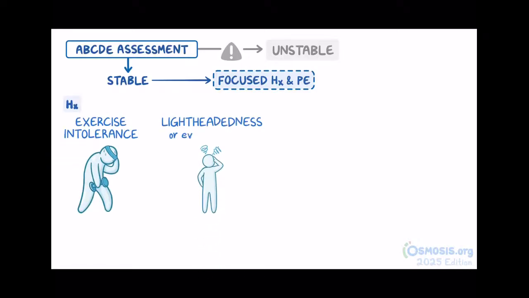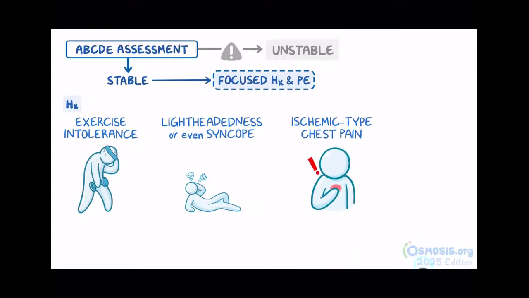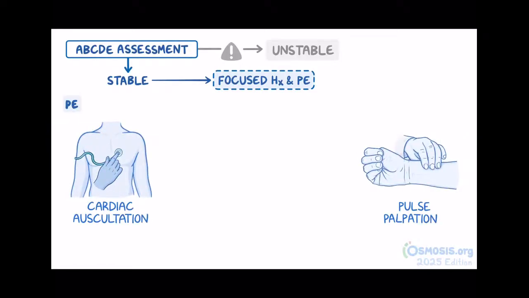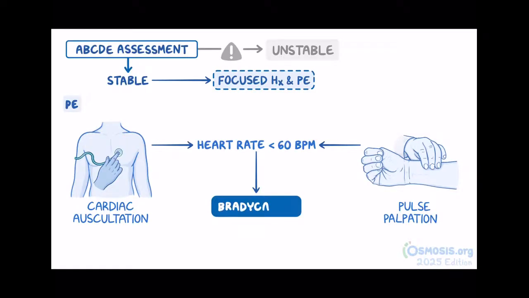Now, let's go back to the ABCDE assessment and discuss the approach to a stable patient. First, perform a focused history and physical examination. Your patient may report exercise intolerance, lightheadedness, or even syncope, and some patients may experience ischemic-type chest pain or nausea. Additionally, on a physical exam, cardiac auscultation and pulse palpation will reveal a slower than normal heart rate. Moreover, if the heart rate is below 60 beats per minute, you can diagnose bradycardia.